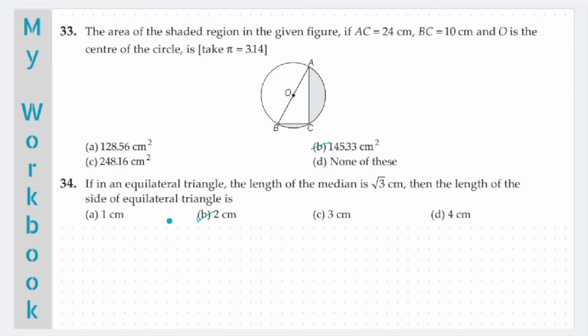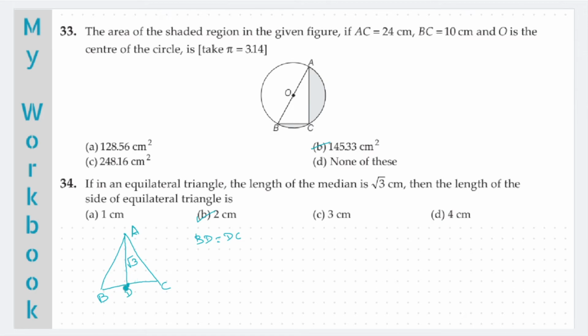34th sum. In an equilateral triangle, the median's length is root 3 centimeter. Let's first draw a rough diagram. Let A, B, C be the equilateral triangle. AD is the median. Median will join the vertex to the midpoint of the opposite side. So D is the midpoint. So we can note down that BD is equal to DC because AD is the median. Length of the median is given as root 3.